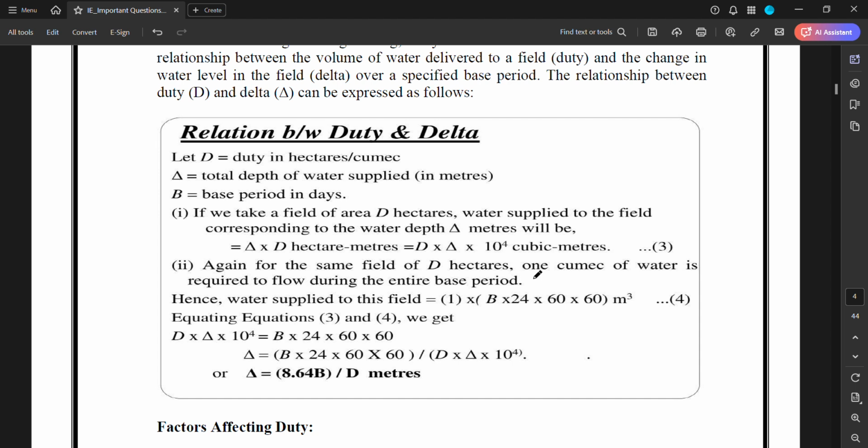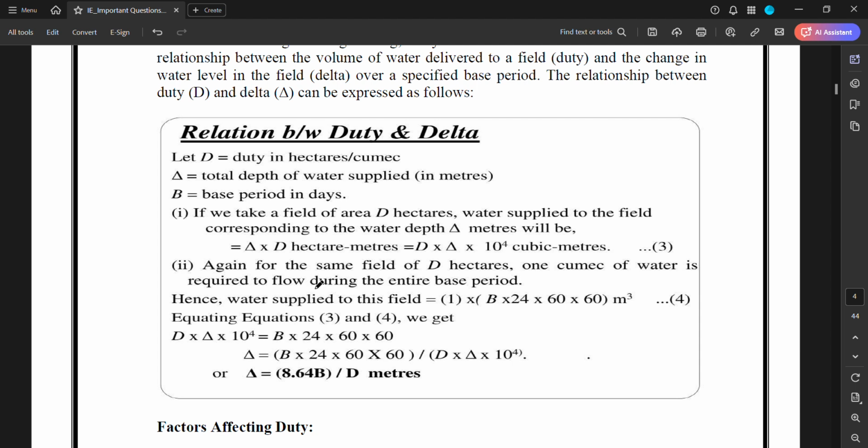If we take a field of area D hectares, the water supplied to the field corresponding to the water depth delta meters will be equal to delta into duty, which in hectometers is equal to D into delta into duty into 10 raised to 4 cubic meters.